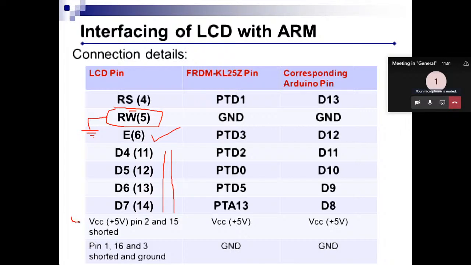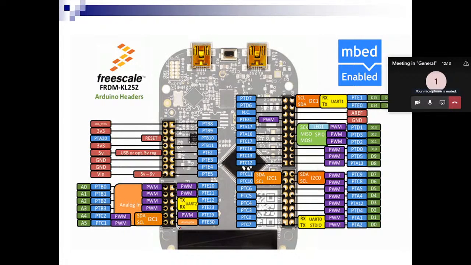Then there are VCC and ground pins, and inside the LCD pin number 1, 16 and pin number 3 are tied together and then grounded. Pin number 2 and pin number 15 are connected with the supply. So this is how we can make the connections. This is the Freescale board available in our lab, but unfortunately we will not be able to use it, but you will be able to do the simulation with the help of Proteus software.